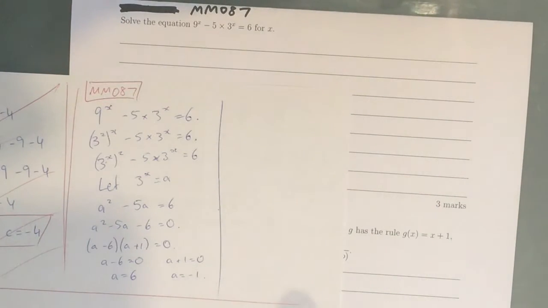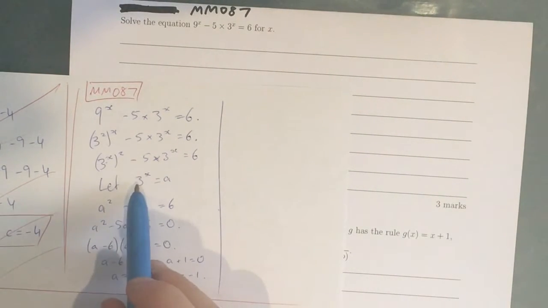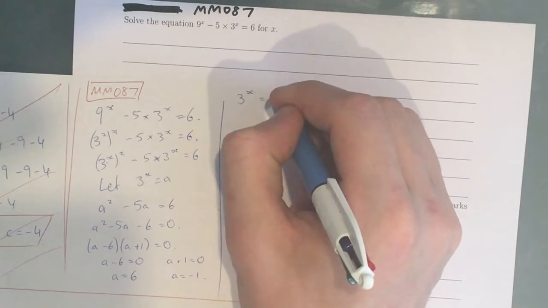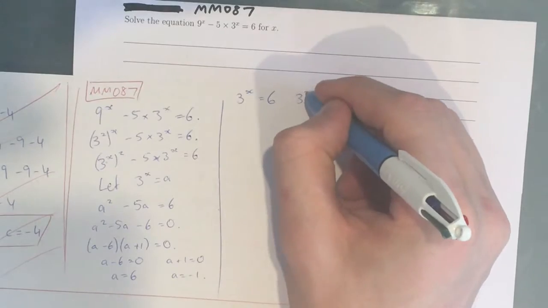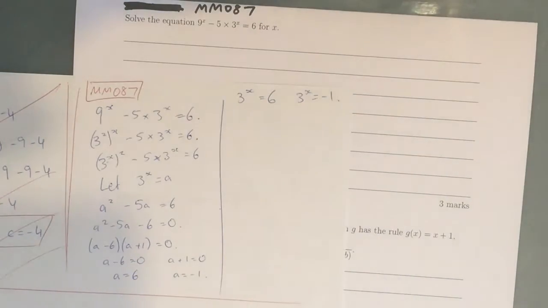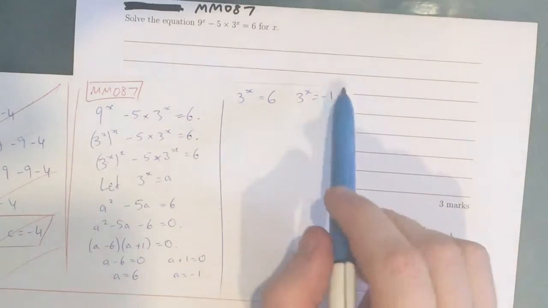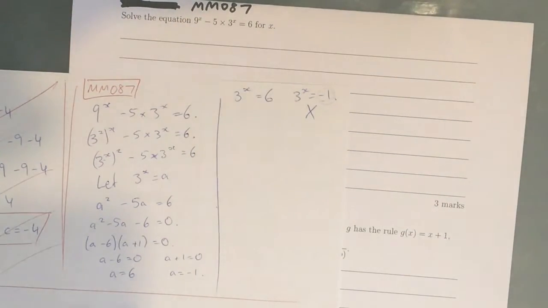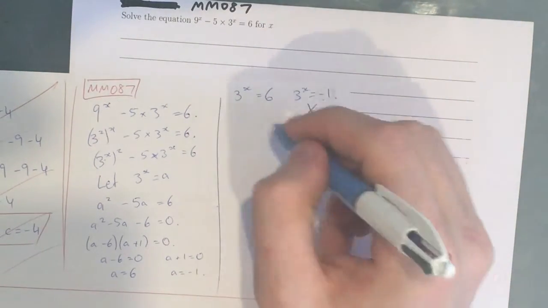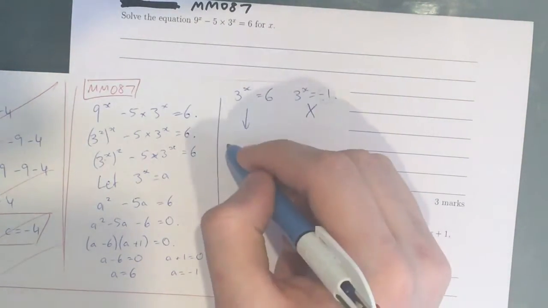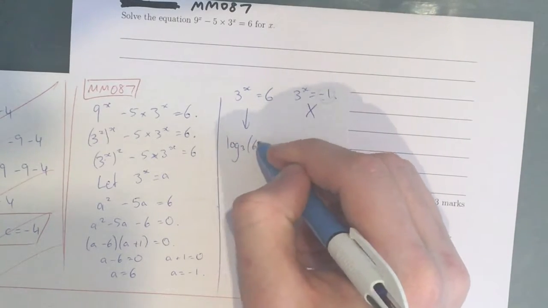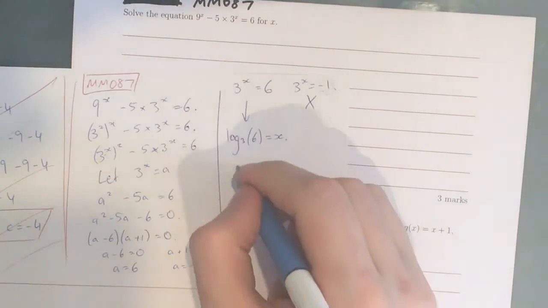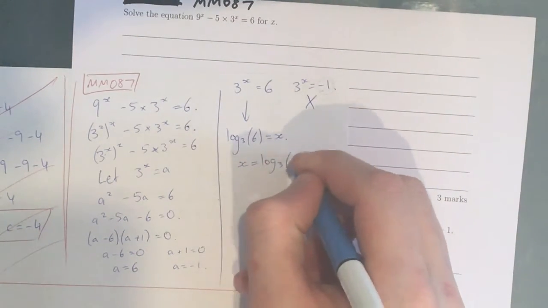What we then do is we substitute 3 to the power of x back in for a, which means we get 3 to the power of x equals 6 and 3 to the power of x equals negative 1. So because you cannot get a negative number out of an exponential, this is not a possible answer because it does not exist. Therefore, we carry on with this, which means that log 3 of 6 is equal to x, and that's our final answer. x equals log 3 of 6.